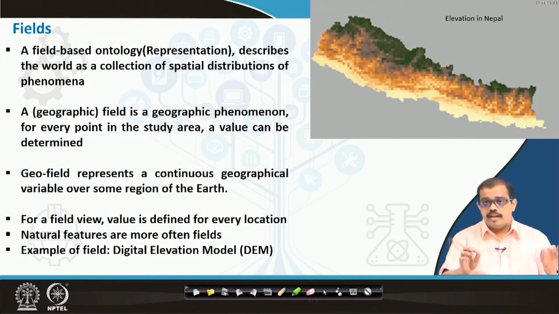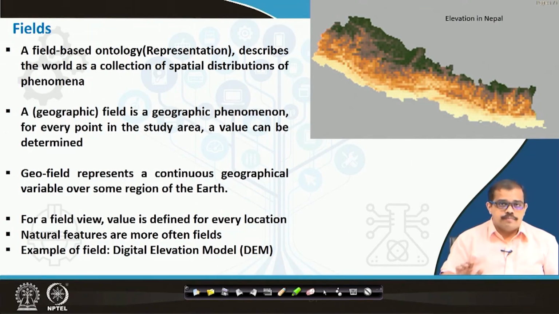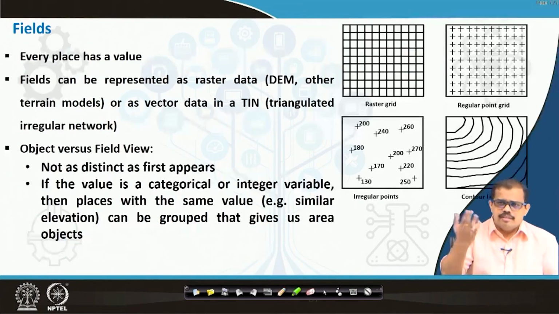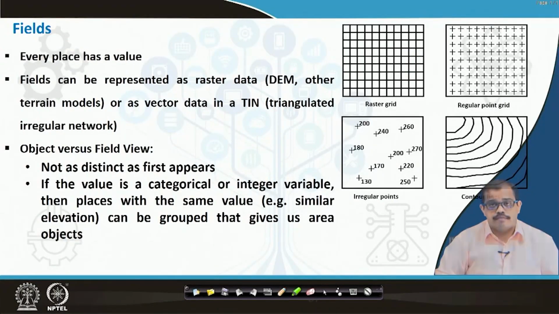So looking at that, it is a geographical quantity also, which means it has certain ways of being represented. It can tell you where you are exactly, but it will also tell you what you are. Okay. What is the value, what is this region that is dependent on it. So all these values are given as a field in continuous data. When you look at a field view, a value is defined for every location. Natural features are more often fields when you are representing them. A very good example is what I have represented here, a digital elevation model, which is represented in the form of a field, or your entire land use data can be represented as a field.